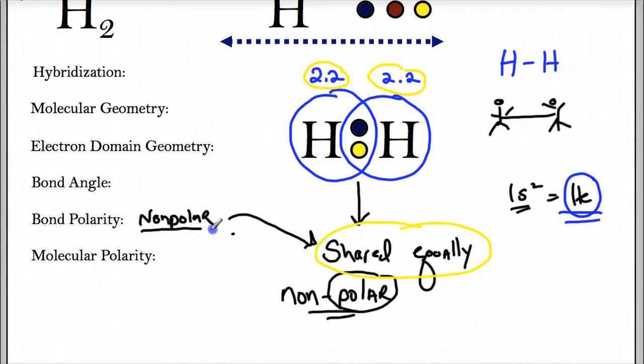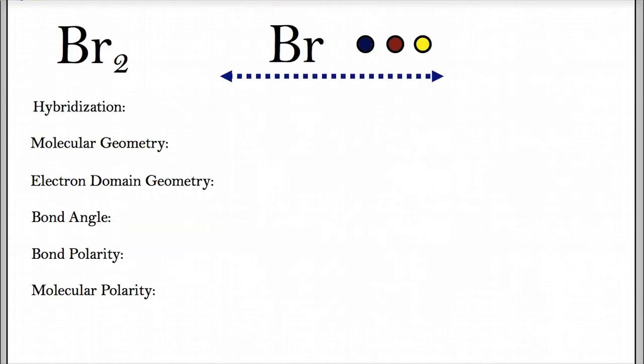So it's non-polar. We're not going to do hybridization or molecular geometry, although we can do this with two atoms. It can only be linear. We're going to do that another day and add to this. All right? So what we're doing is Lewis dot diagrams and figuring out the bond polarity. Let's go on to the next slide.